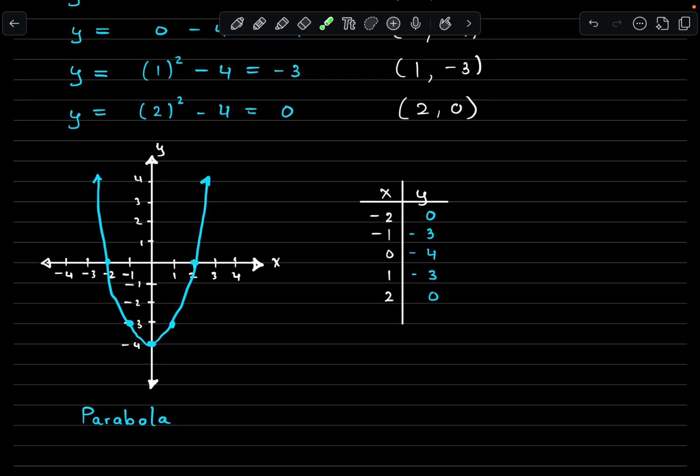All right, so that's a quick look at rectangular coordinates and graphing.